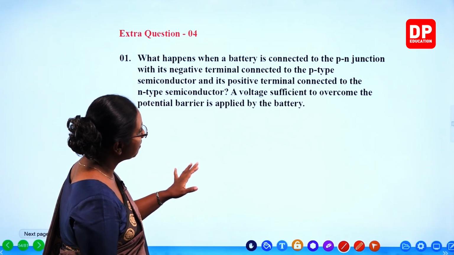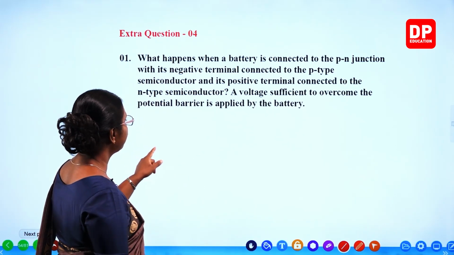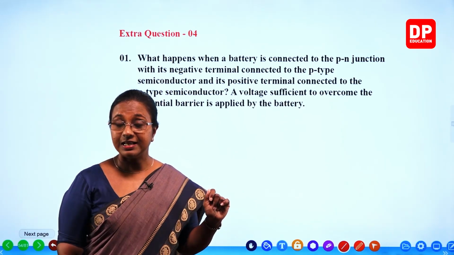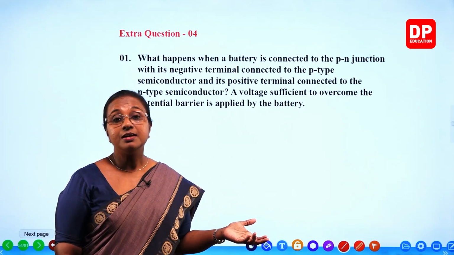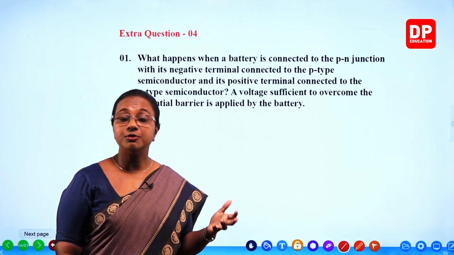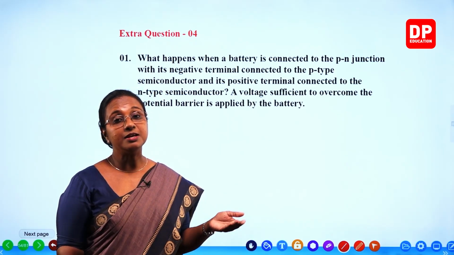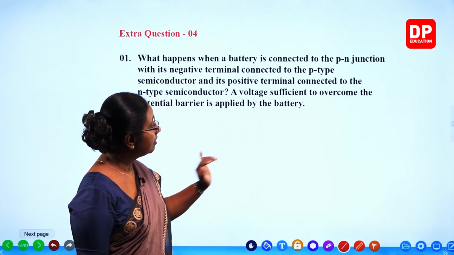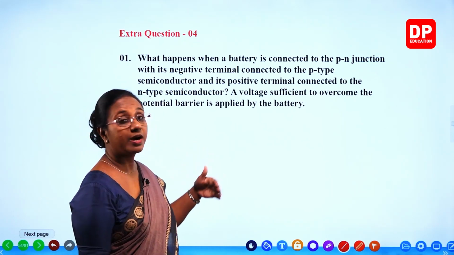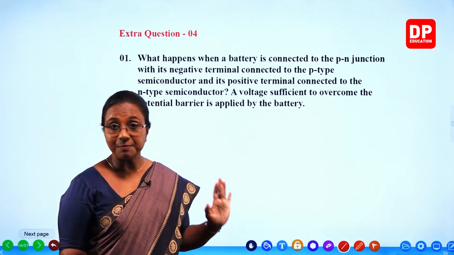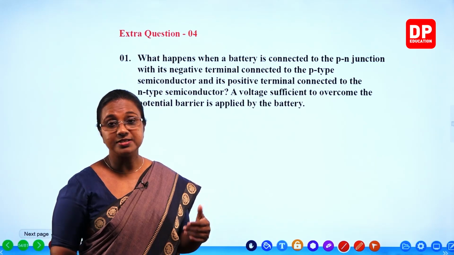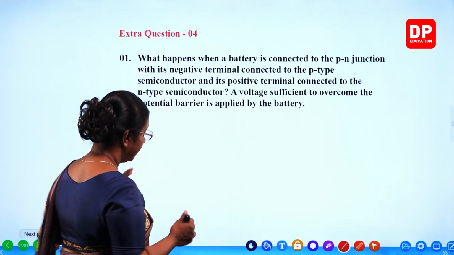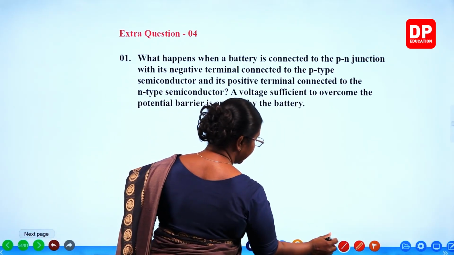A voltage sufficient to overcome the potential barrier is applied by the battery. So, you all know what the potential barrier is. If it is a silicon semiconductor, the potential barrier is 0.7. If it is germanium, 0.3. So, here they say a battery that can supply sufficient voltage to overcome the potential barrier is supplied. So, if it is 0.7, a 1.45 volt battery is more than enough. But we will see how the junctions are connected.